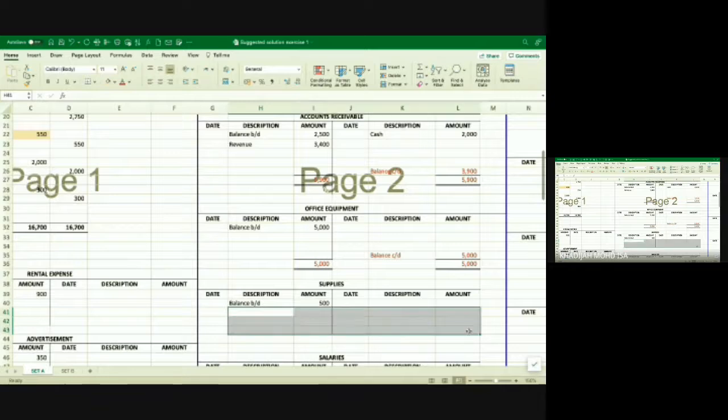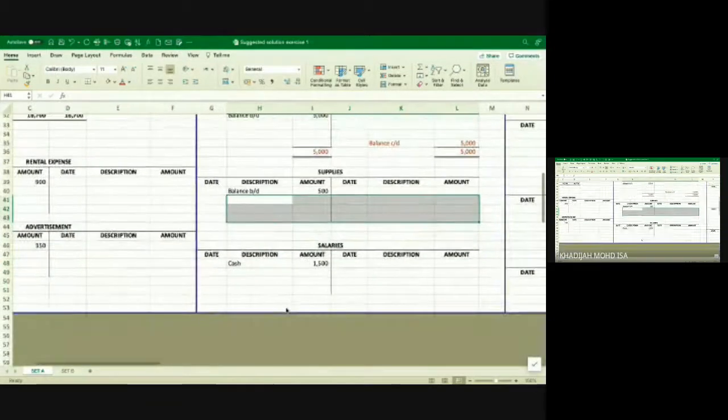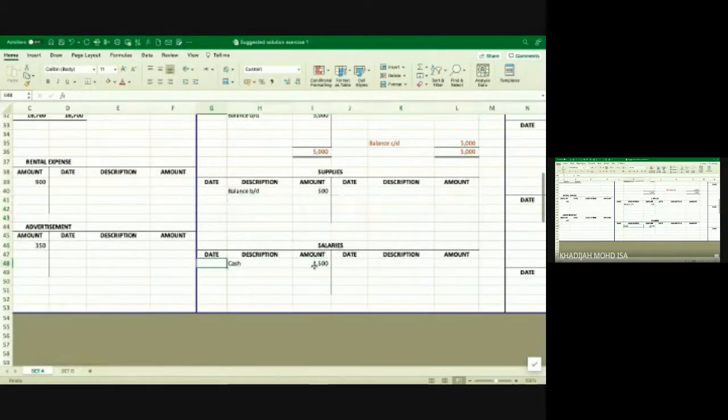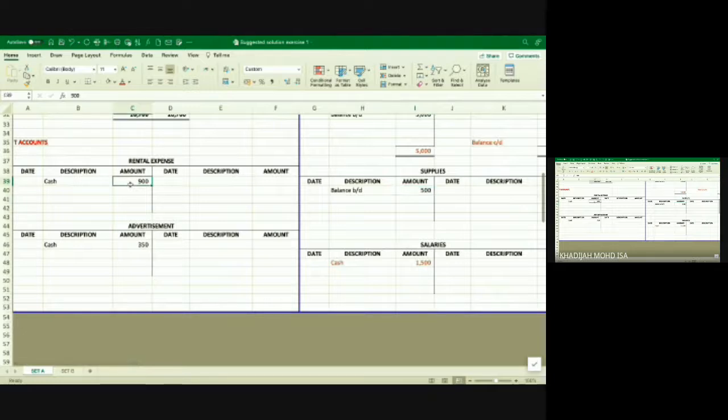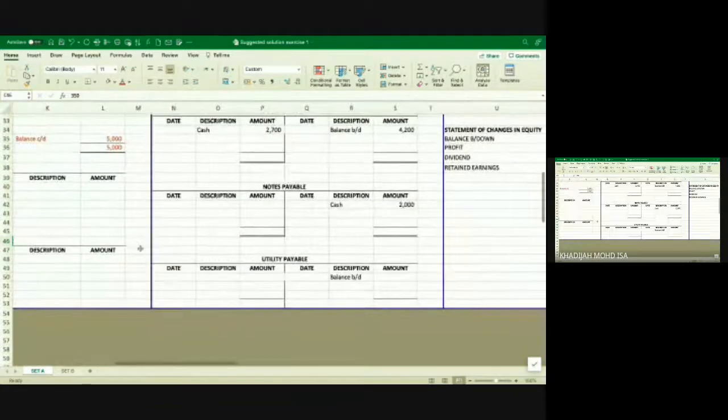Supplies, there's no transaction for supplies, so it means that you're going to close the account supplies as it is, salaries also as it is. As a shortcut in your exam, if there is no debit and credit amount, you know that these are going to be the closing figure. Similarly for supplies, there's no other transaction, this is going to be your closing figure. Rental and expenses, also these are going to be your closing figure. Debit or credit? Debit, because it's an expense account.